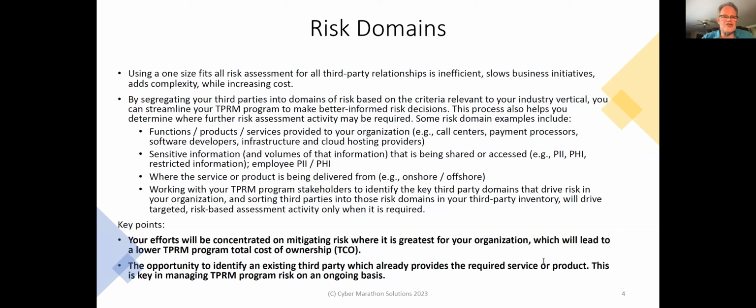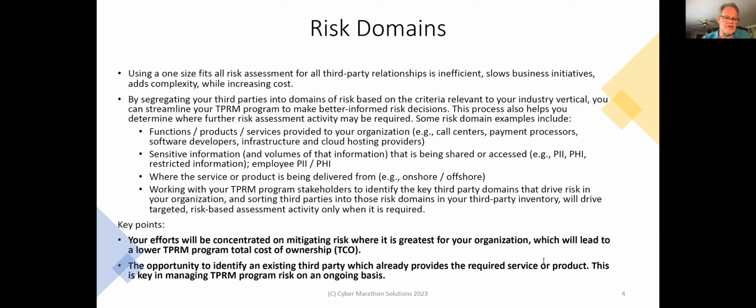So by structuring your inventory of third parties into risk domains, for example, which are my call centers, which are my payment processors, who are my software developers, who are my cloud hosting providers, or which third parties am I sharing information with? Where is the service being delivered from? By thinking about those things, when a business says they have a need for a new third party, you can very quickly assess that you already have third parties who are providing that service.